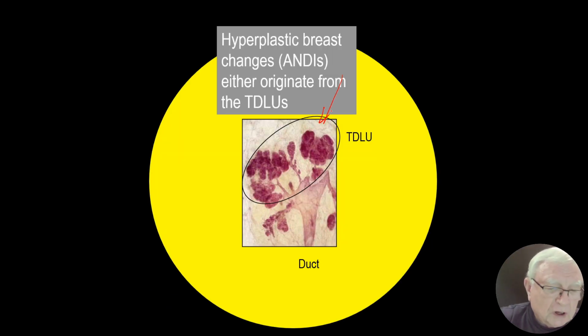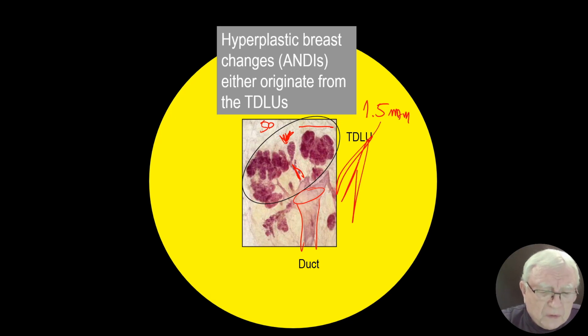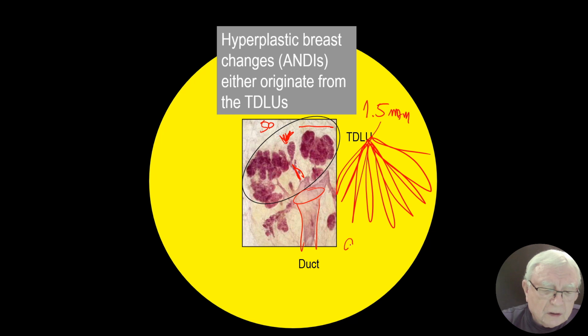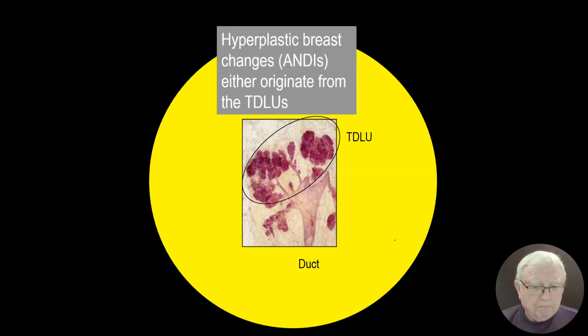Most of the pathological lesions and events happen in the terminal ductal lobular unit. You see, this is a duct. This is a terminal duct. And imagine that you have rubber gloves with 50 fingers. Nevertheless, the size of this is not more than 1.5 millimeter. This little guy has 50 acini. Acinus, acini. Most of the hyperplastic breast changes actually originate from here.